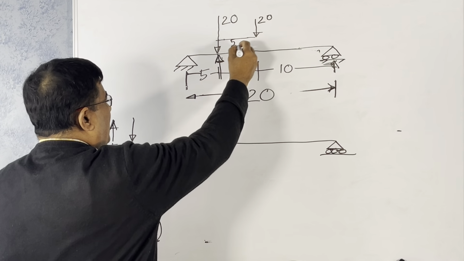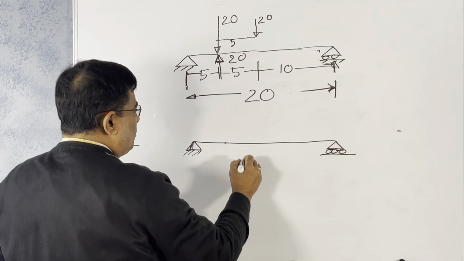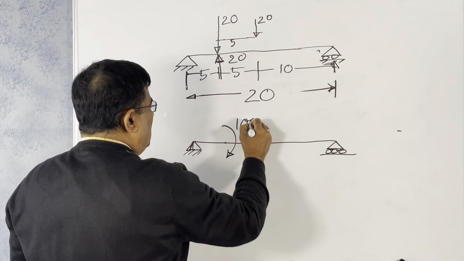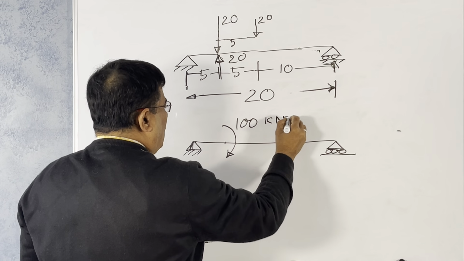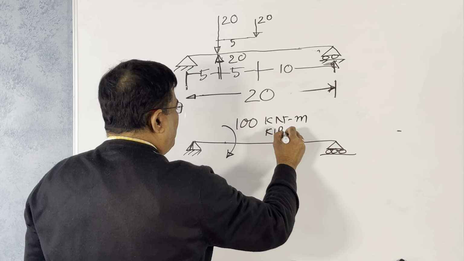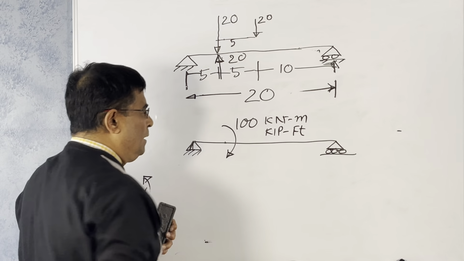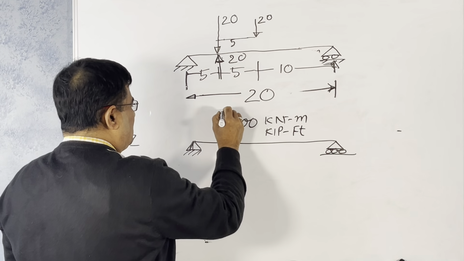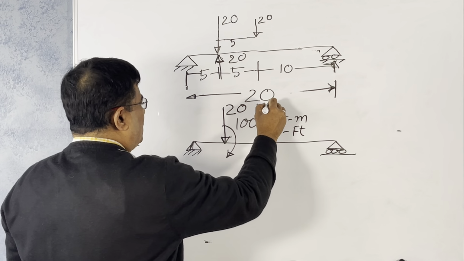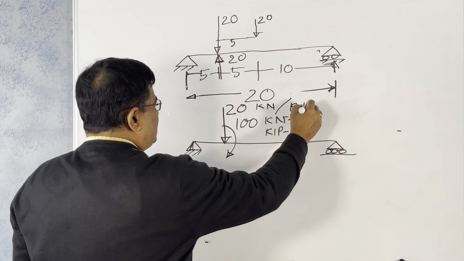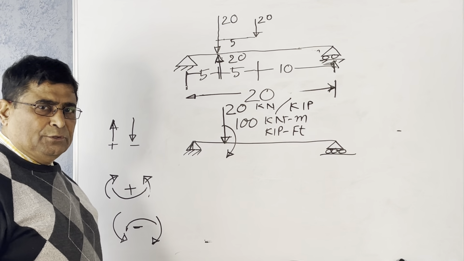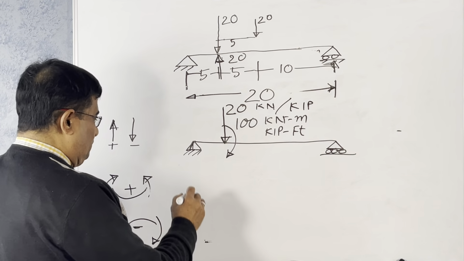Twenty times 5 is at this point at 1/4. This value is 100 kilonewton-meter or kip-feet, and a constant load there of 20, either kilonewton or kip, same thing. The number is the same, I am just considering different units.